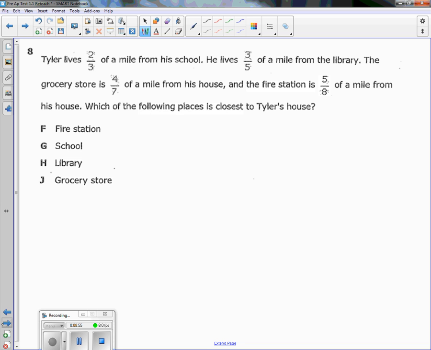Number 8. Tyler lives 2/3 miles from his school. He lives 3/5 of a mile from the library, and the grocery store is 4/7 of a mile from his house, and the fire station is 5/8 of a mile from his house. Which of the following places is closest to Tyler's house?